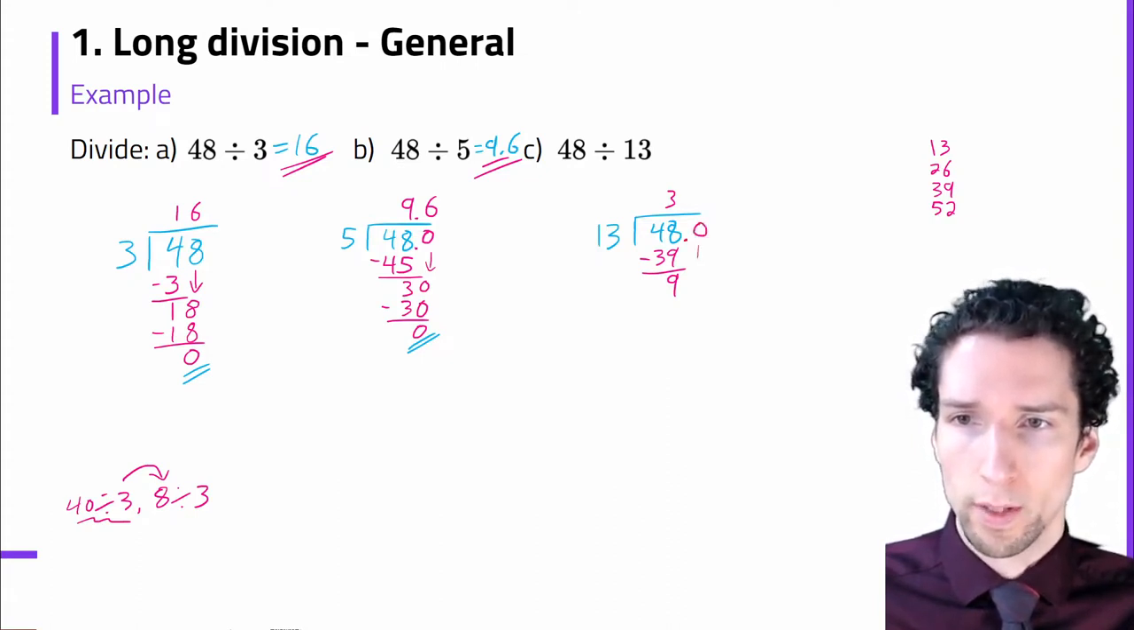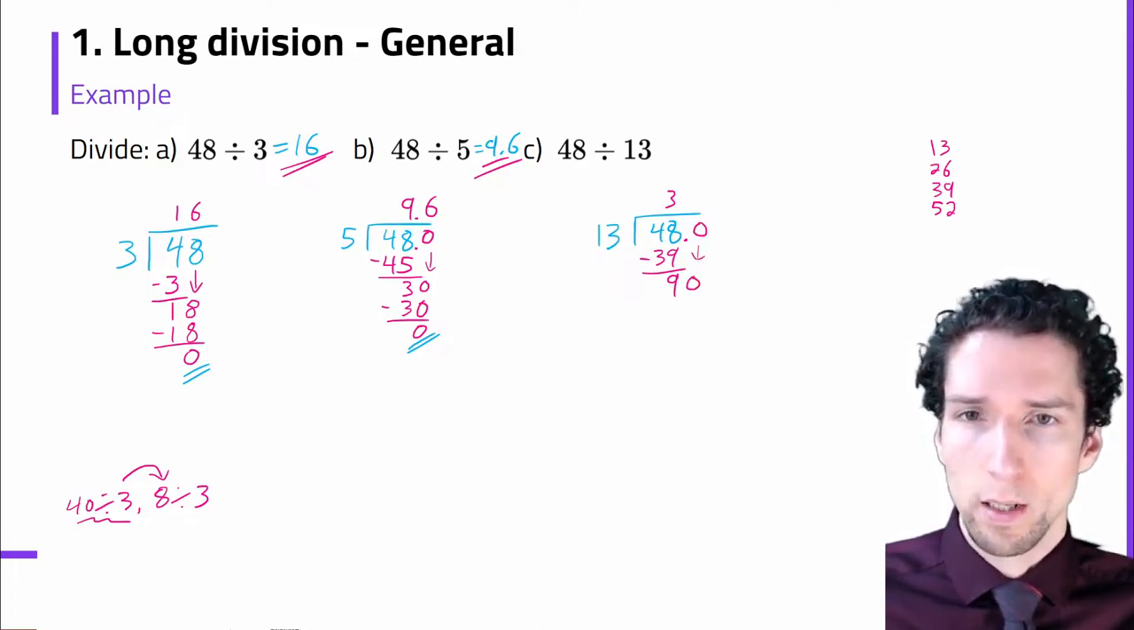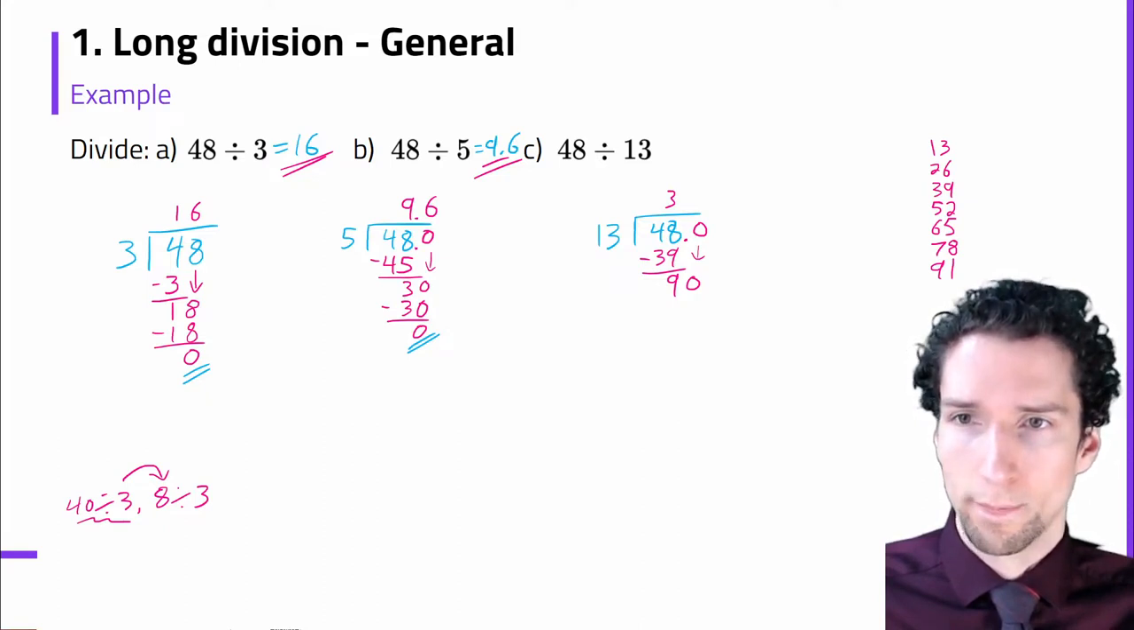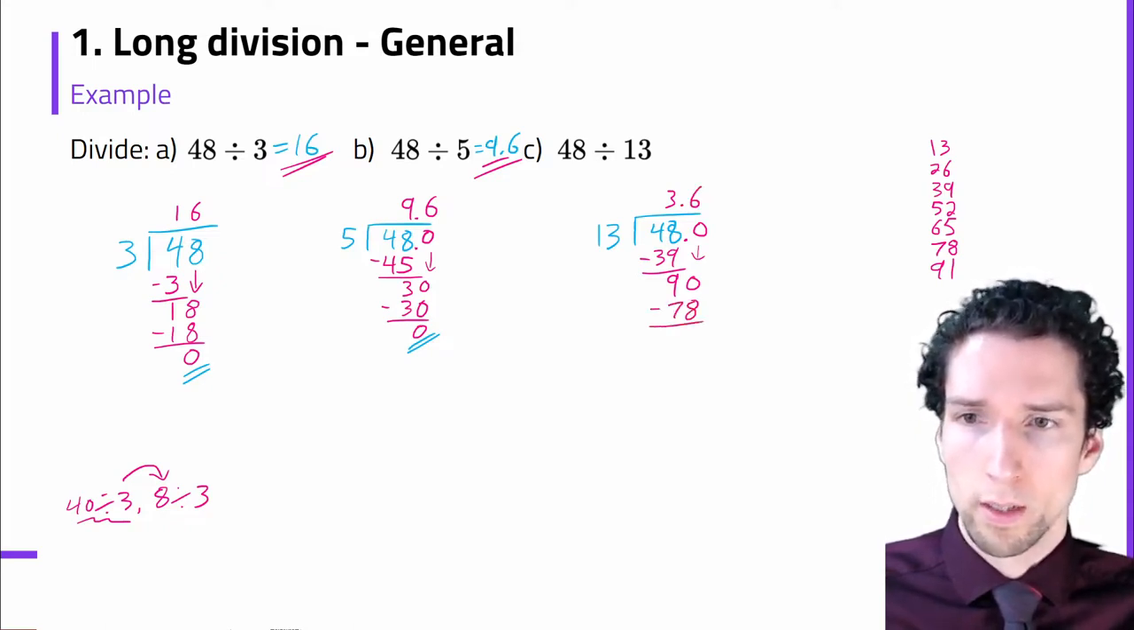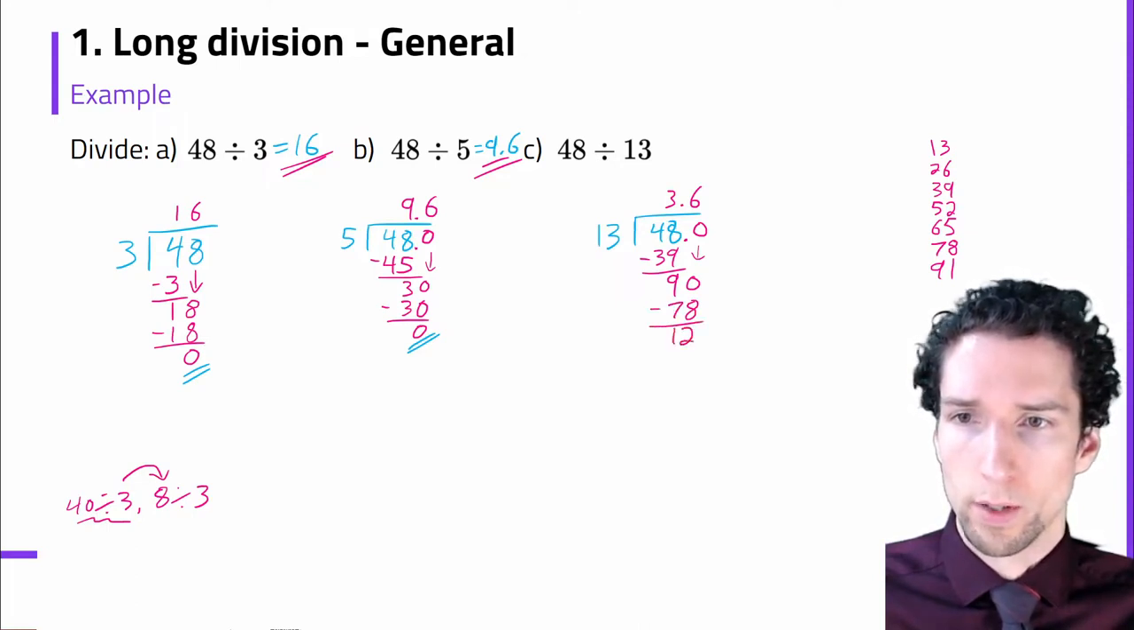So I'll bring down this 0 here. 13 into 90, so 5 would be 65, 6 would be 78, 7 would be 91. So this is 90, 91 isn't going to work, so 13 times 6. So 13 will go into 90 6 times, and 13 times 6 is 78. And so 90 minus 78 will give us 12.